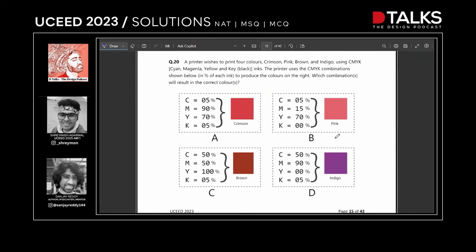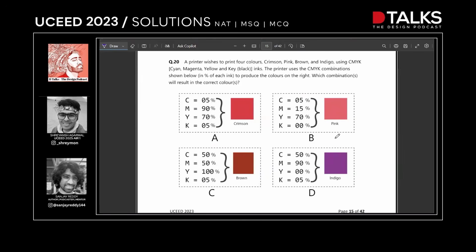A printer wishes to print four colors crimson, pink, brown, and indigo using CMYK, cyan, magenta, yellow, and key black inks. The printer uses CMYK combinations shown below in percentage of each ink to produce the colors on the right. Which combinations will result in the correct colors?